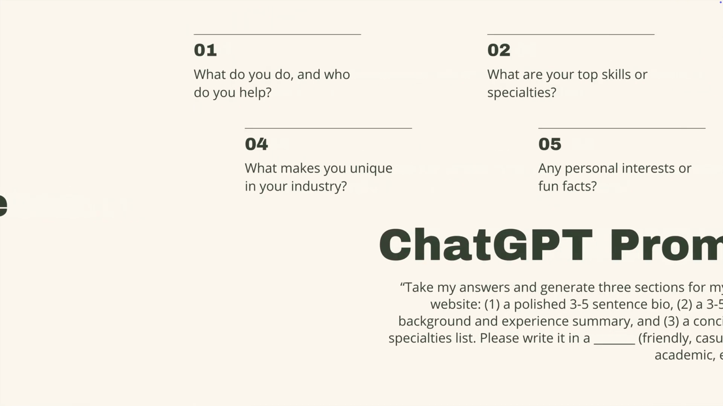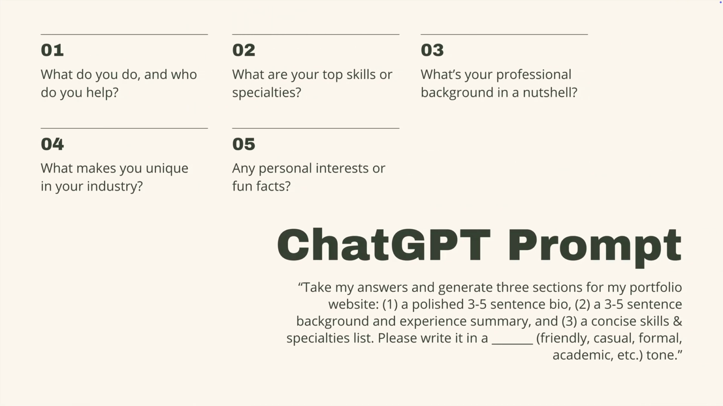About me. This should include a brief bio with brief experience highlights and key skills. Many people find it difficult to write about themselves, so if you're struggling with this, answer these 5 questions, then take your answers, put them into ChatGPT along with this prompt, and this should give you a really solid foundation for your bio and professional summary.